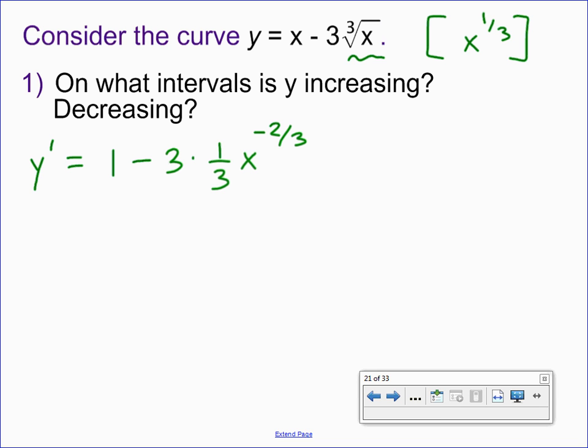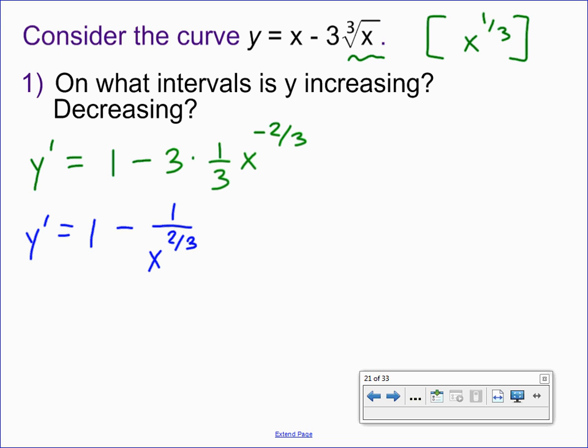If I want to find where y prime is undefined or when it equals 0, I'm going to rewrite this to make it prettier. So my y prime I'm going to rewrite as 1 minus, and 3 times a third is just 1, and x to the negative 2/3 is the same as 1 over x to the positive 2/3. Yes?